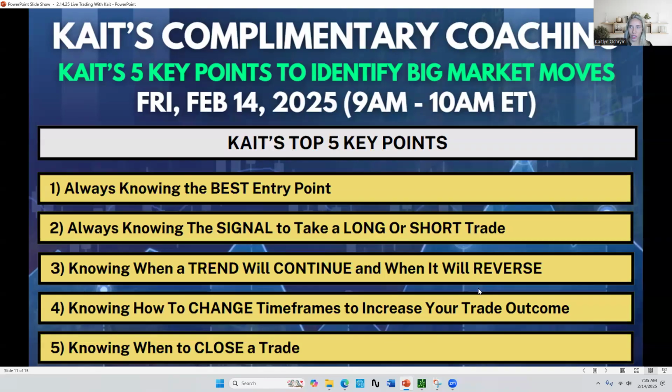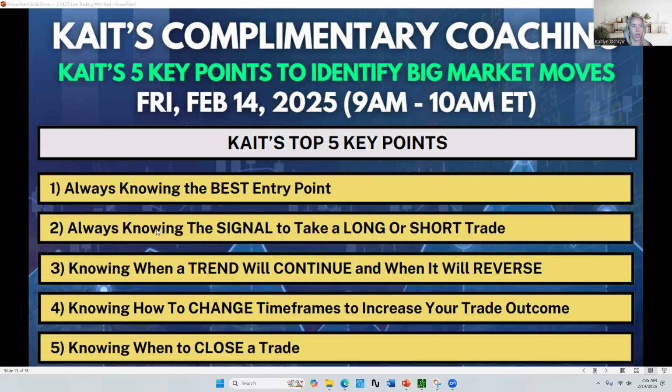So again, if you haven't registered, or if you weren't part of the first event, that's fine. But some of the 5 key points that I'm seeing from students that I'm going to be teaching for the next event is knowing where the best entry point is. So using the heat map can help you identify the best entry point if that's something you struggle with. Again, a couple people said that that was a main issue for them. That will be in the upcoming event.